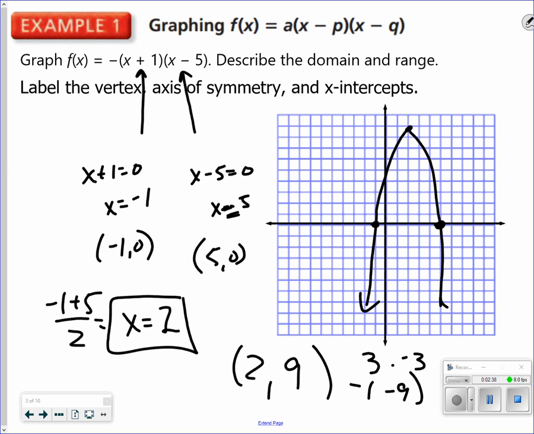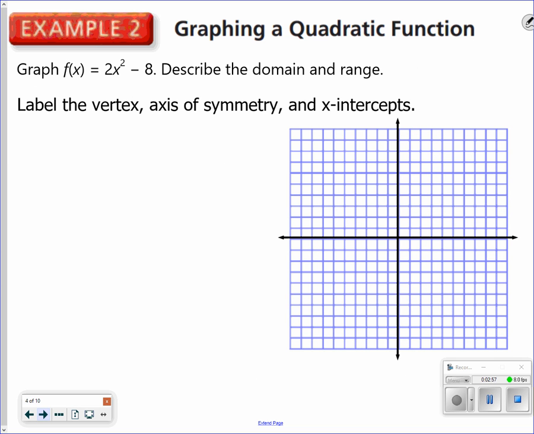Now, domain. Domain would still be all real numbers, so that hasn't changed throughout all of them. And the range, just like all the other ones, is y either less than or equal to, or greater than or equal to. In this case, because the parabola goes down, it's less than or equal to the y value of the vertex. So those are answering all the questions there and graphing. So let's do some more.